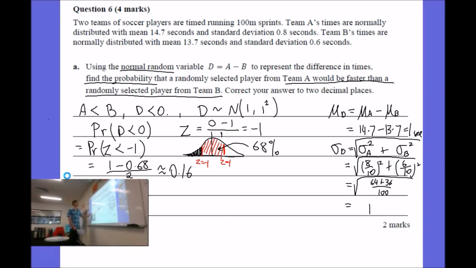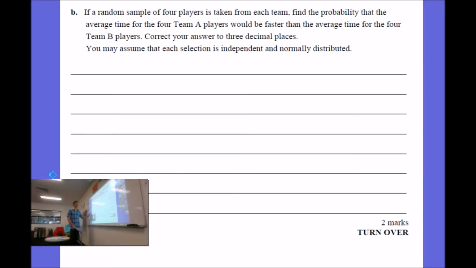Now, next part. We're going to take a random sample now. If a random sample of 4 players is taken from each team, find the probability that the average time for the four players of team A will be faster than the average time from the 4 players of team B. All right, so random sampling. Well, we're going to have to define a new variable. We've got sample averages or sample means, so let D bar be the sample mean difference of the sample of A minus the sample of B.